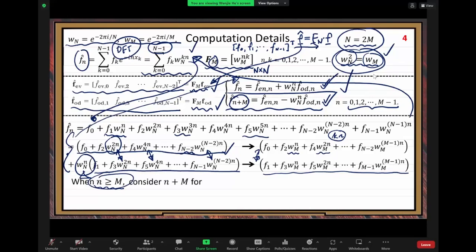Second half. Let's consider little n plus capital M. Here, actually, we should change the notation slightly. Here I put a tilde, because this little n with tilde is in this range. The little n without tilde is in the second half range, greater or equal to capital M. So this variable is different from the original little n. We want it in this range.